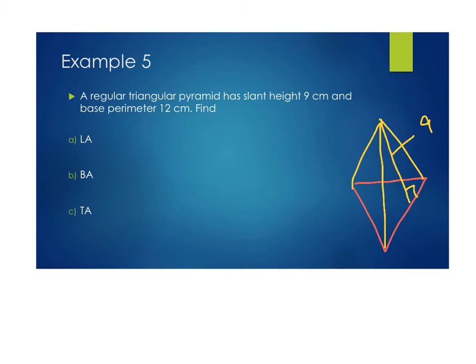It says we have a base perimeter of 12. So if it's a regular triangle, we know it's equilateral. So if I do 12 divided by 3, I know each one of my sides is going to be 4. Down here, let me make them in red. So each one of the sides of my base are going to be 4.